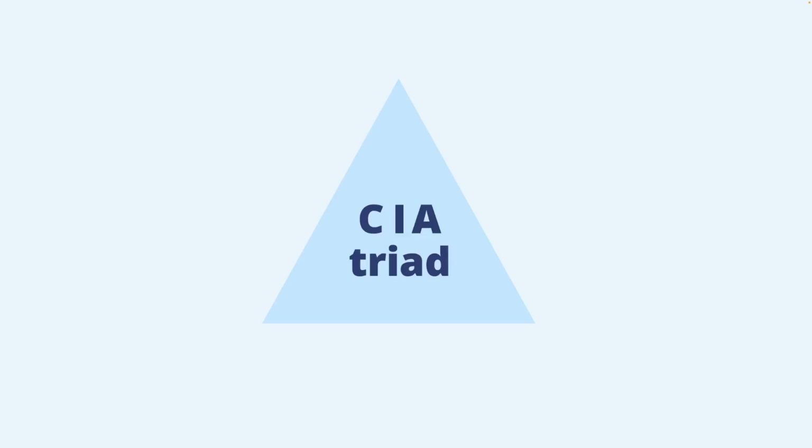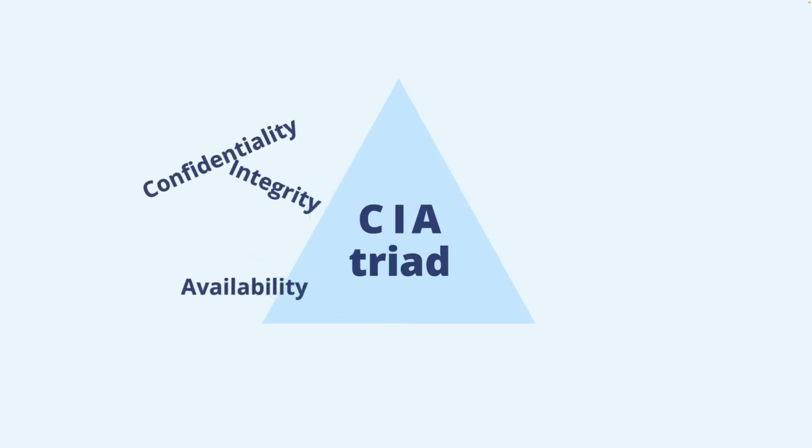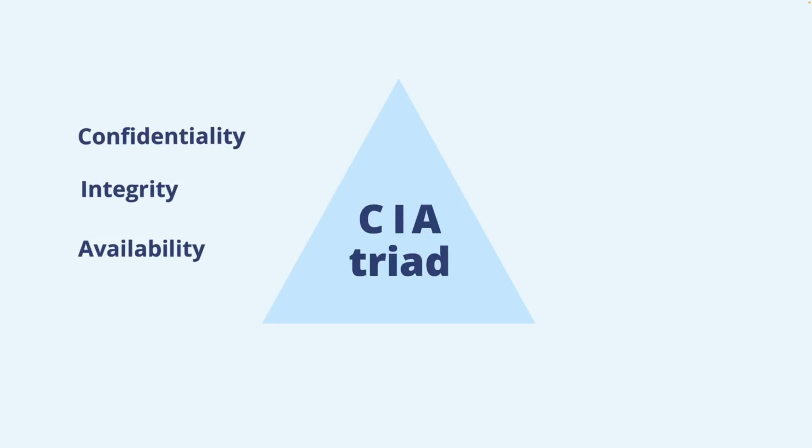The CIA here is short for the three principles of protection that are central in cybersecurity. The C is for confidentiality, the I is for integrity, and the A stands for availability. So the goal of cybersecurity is to protect the confidentiality of assets, the integrity of assets, and the availability of assets from cyber attacks. Let us look at these three goals separately, starting with confidentiality.